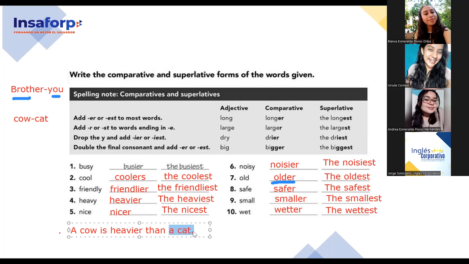If you want to switch, or if we want to change the adjective, you can say, a cat is smaller than a cow. Remember, when you compare, you need two objects, two animals, two people, whatever you want to compare, but you need two at the end.